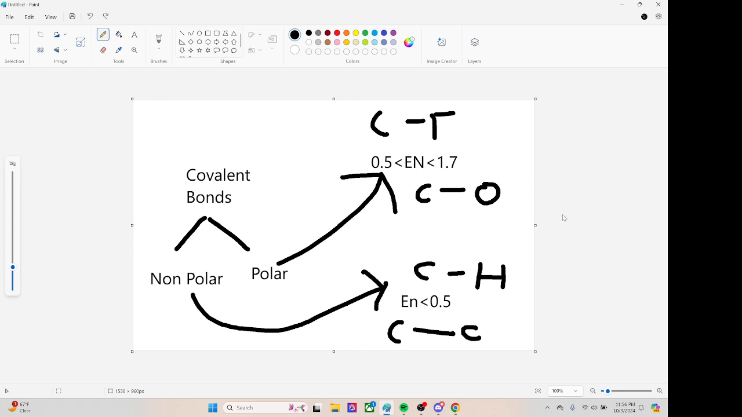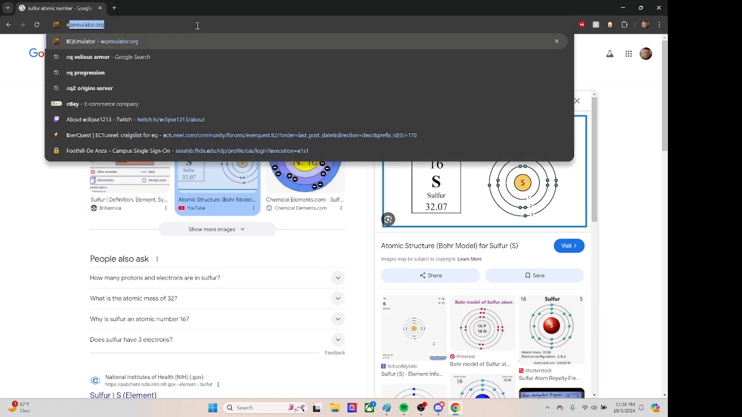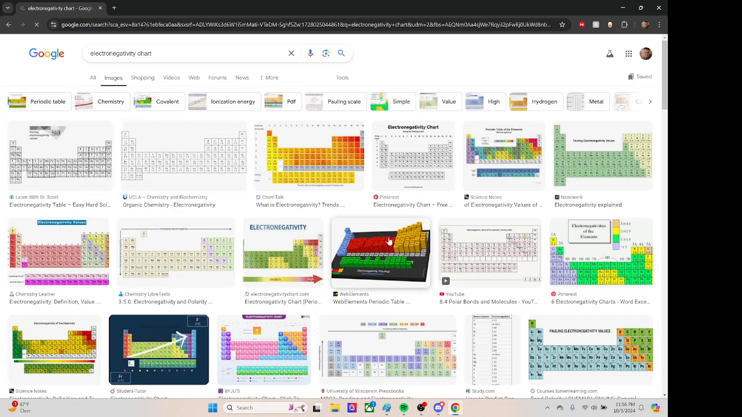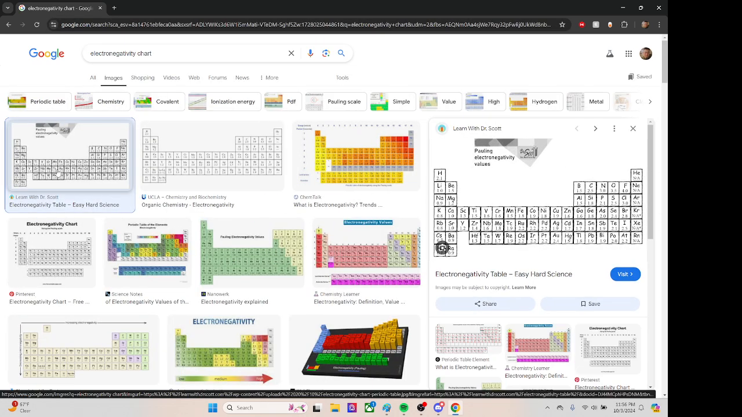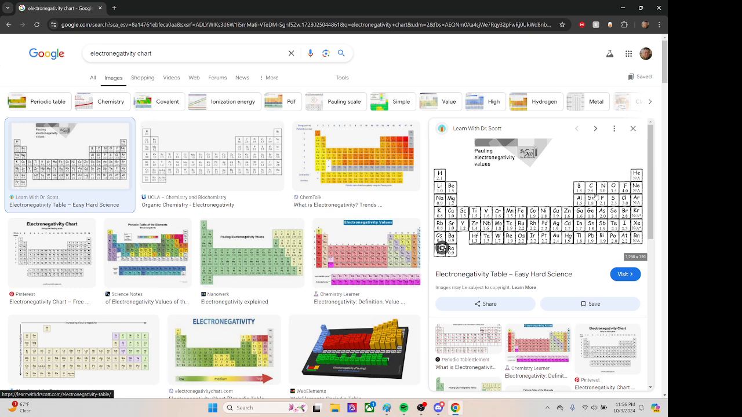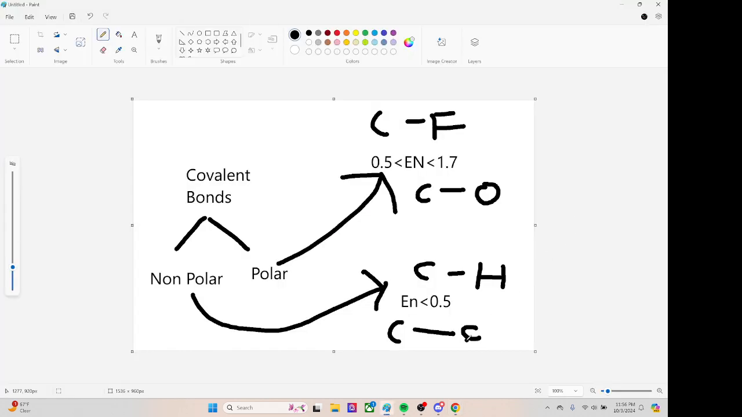So let's go again. If you look at the electronegativity charts, every atom has its own electronegativity. Electronegativity is the measure of the atom's ability to attract electrons. So look back here, you saw that carbon is 2.5. And here's carbon again, it's 2.5. 2.5 minus 2.5 is 0, so it's less than 0.5, so it has to be non-polar, right?